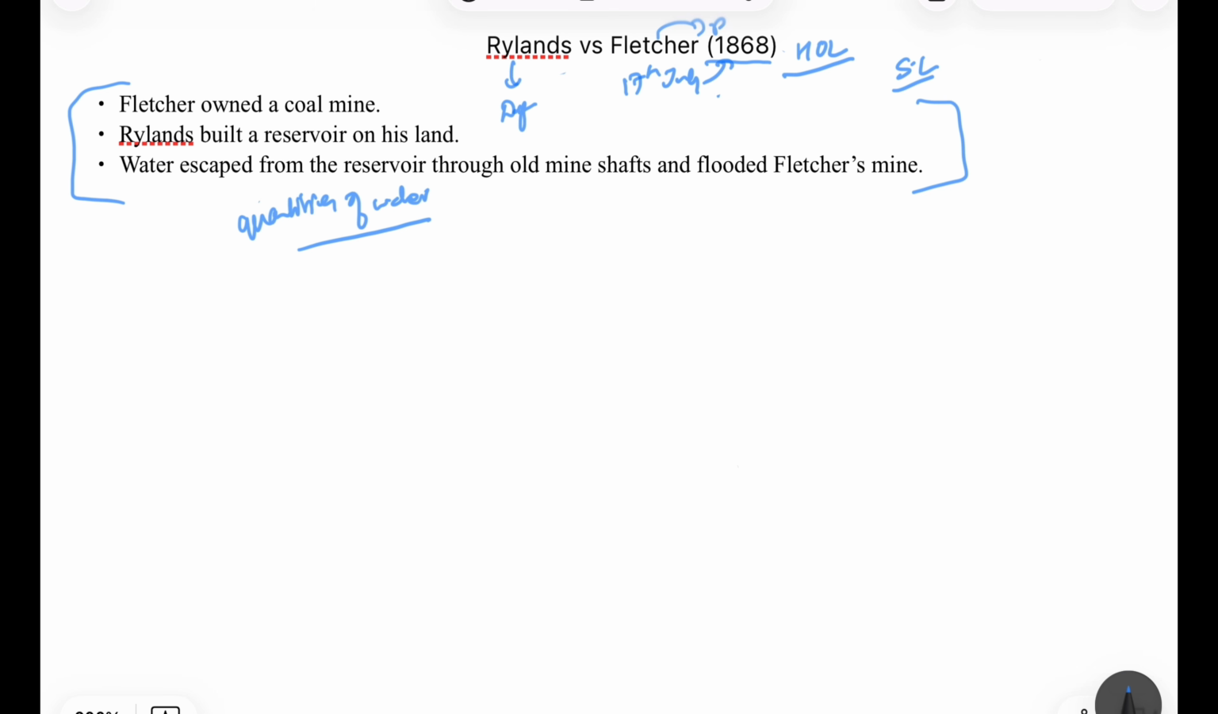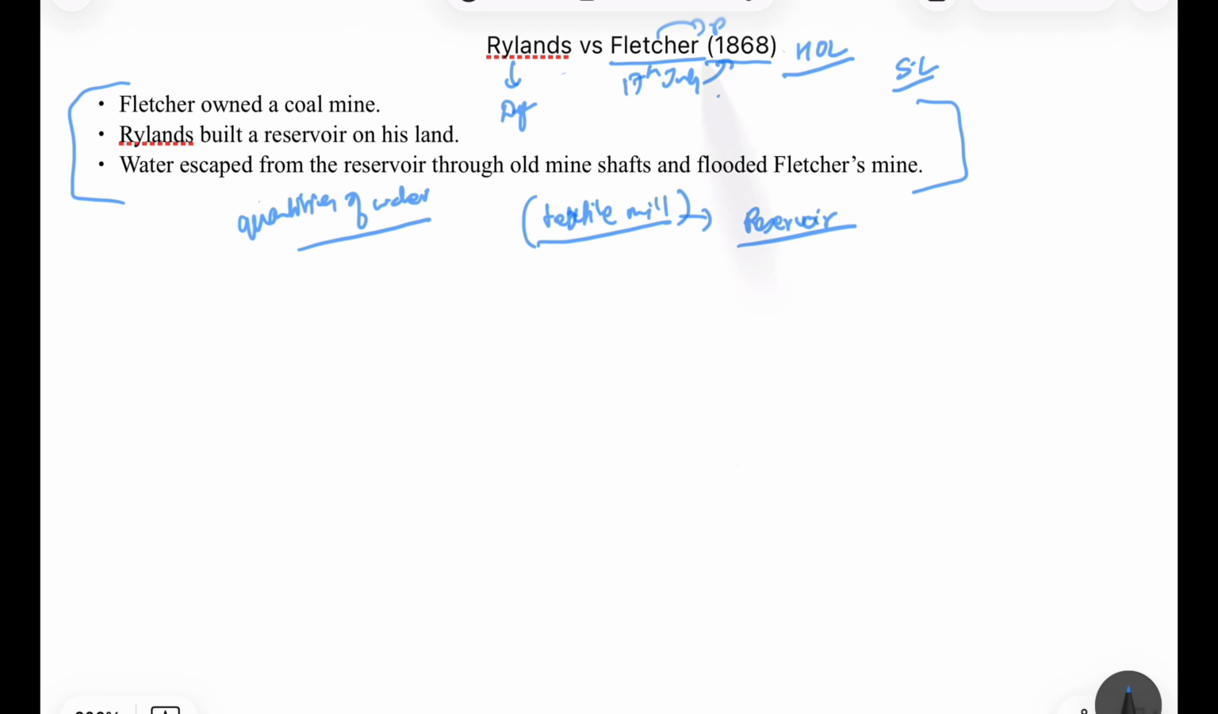So firstly, what happened is that Ryland owned a textile industry and he wanted a large and continuous water supply. So for running the textile mill, he required an enormous amount of water. So he constructed a reservoir. He didn't want to depend upon the rivers passing by, so he constructed a reservoir on his own land. Until here it is clear and it is lawful.